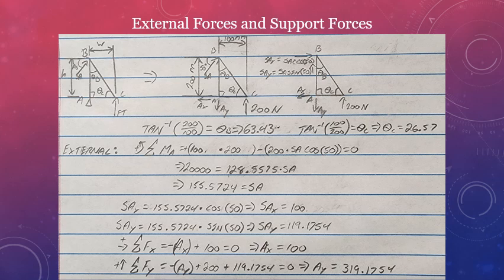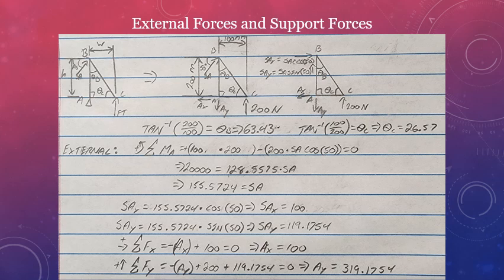We take SA, which was found previously, and multiply that by cosine 50 for SAX, and that's going to equal 100. We're also going to do SAY, which is SA multiplied by sine of 50, and it comes out to be 119.1754.